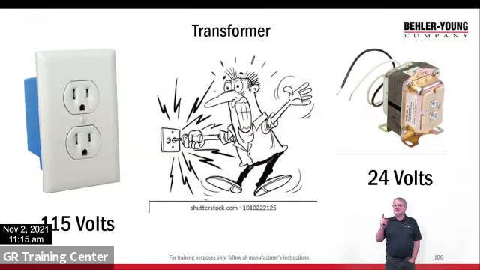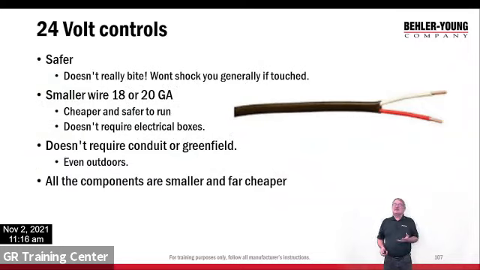It's much safer. Unless I touch my tongue to this transformer, I'm not going to get a shock from it. If you put your tongue across those two terminals, even and wet your fingers, you'll get a little tingle. But 24 volts is much safer. The wiring is much smaller. I don't need to use real heavy gauge wire. I don't need conduit. It's cheaper to run.